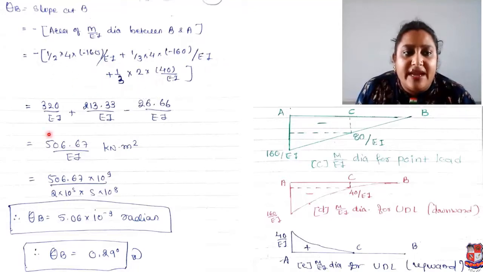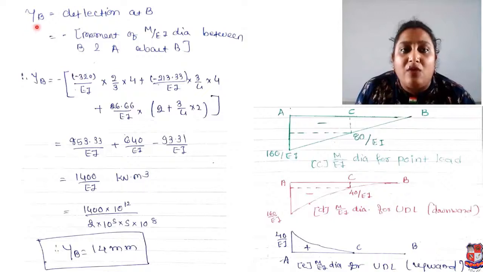If we simplify that, it is 320 upon EI plus 213.33 upon EI minus 26.66 upon EI. So if we simplify that, what will we get? 506.67 upon EI. Again, we have to put the values of E and I. We have to convert it into Newton and mm form. As per that, we will get theta B equal to 5.06 into 10 raised to minus 3 radian. And if we convert into degrees, theta B is equal to 0.29. Here the sign is mentioned already.